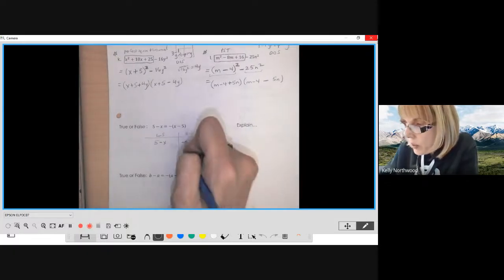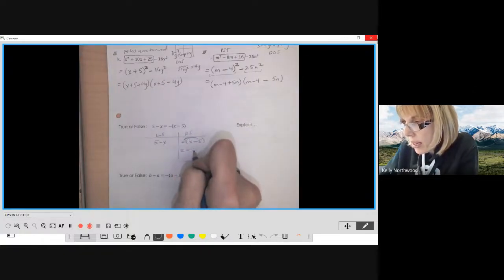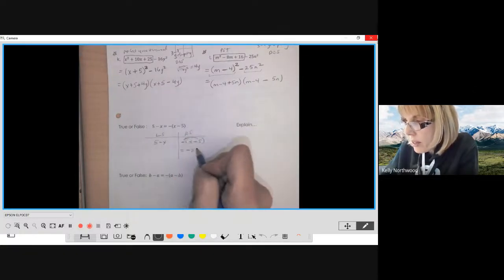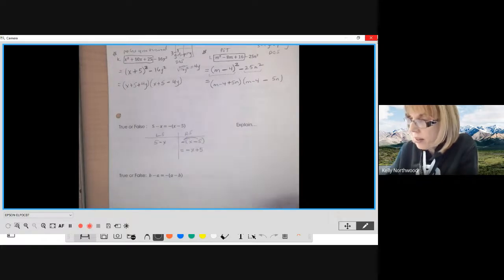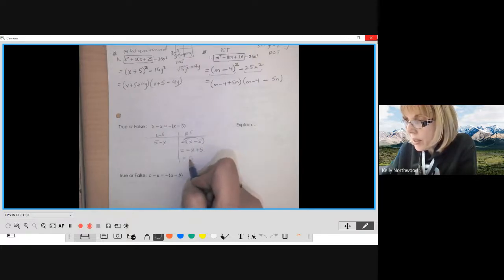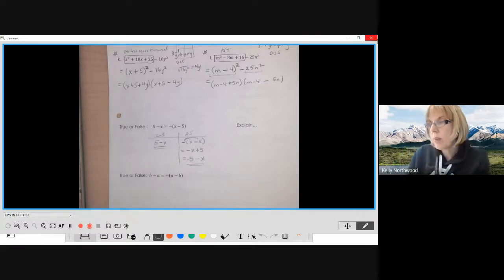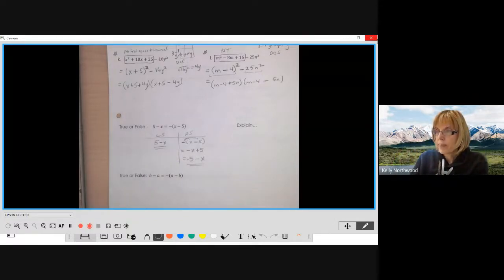If we distribute the negative 1 on the right side, we get negative 1x or negative x. And negative 1 times negative 5 is positive 5. And then if we just rewrite them in a different order, so we write the positive 5 first, you don't need to show the positive out front, and then negative x second, you do get the same thing on both sides, okay? So this proves that this is true.